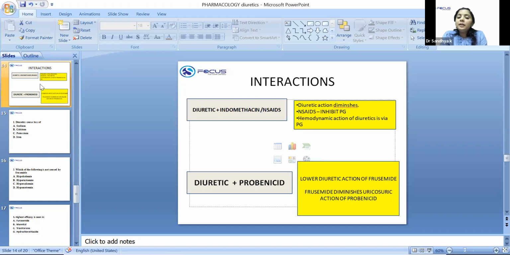Because probenecid will reduce the diuretic action of Frucide. And at the same time, Frucide will prevent probenecid from removing uric acid from the body. Both of them will oppose each other's action. So they should not be combined. So if there is hyperuricemia due to furosemide, don't give probenecid, give some other drug such as allopurinol.